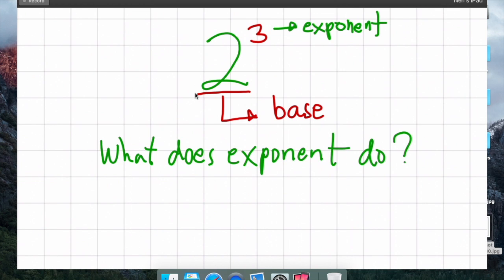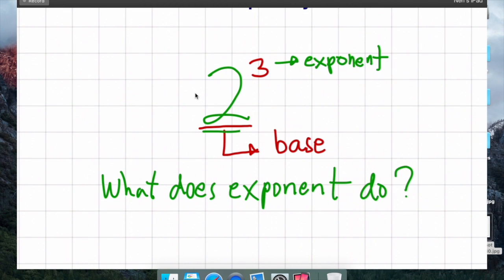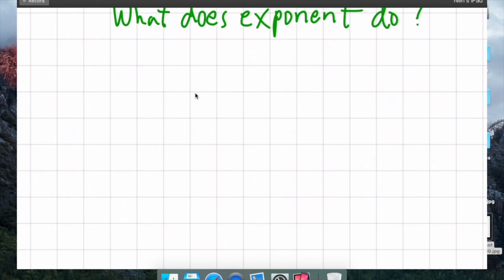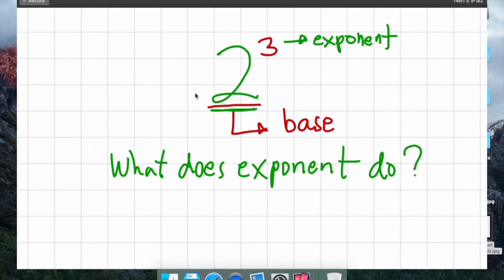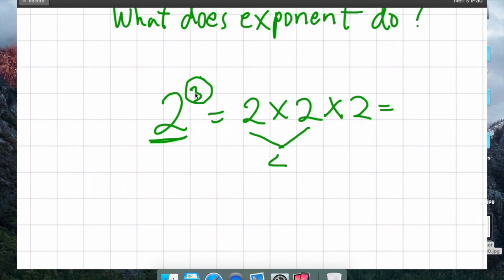So what does an exponent do? An exponent simply tells how many times the base number, which is 2, is multiplied. So in this case, we have 2 raised to the power of 3. This means that you need to multiply 2 three times. That's 2 times 2 times 2. So 2 raised to the power of 3 is equal to 8.